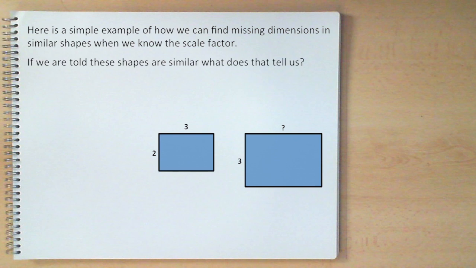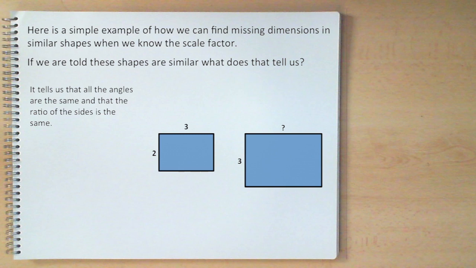Now, if we're told that two shapes are similar, what does that mean? What does it tell us? First of all, it tells us that all the angles are the same. And secondly, it tells us that the ratio of the sides is the same. It's the ratio of the sides being the same that is probably more important to us in this case.